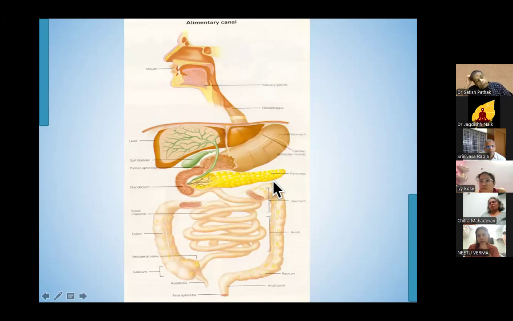Now before going to the details of the benefits of Jala Dhauti, we'll just refresh our anatomy of the digestive system. Now this is the oral cavity. This is the tongue. The digestive system starts from the oral cavity. Then this is the esophagus. Then this is the stomach. This is the liver. This is the gallbladder. The liver secretes bile. That bile comes through this duct into the gallbladder. It is stored over here.